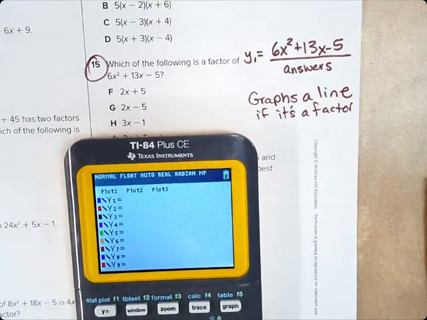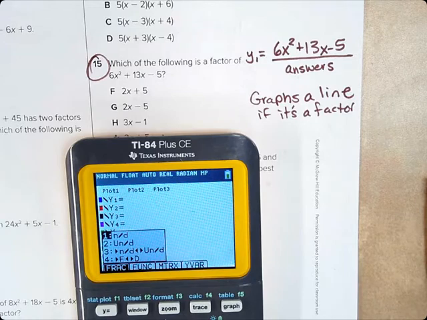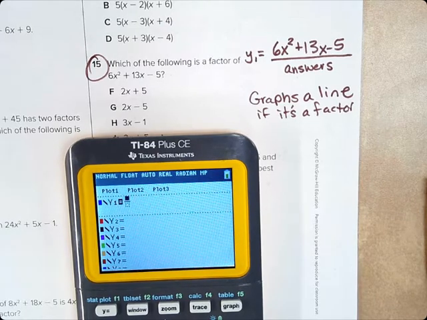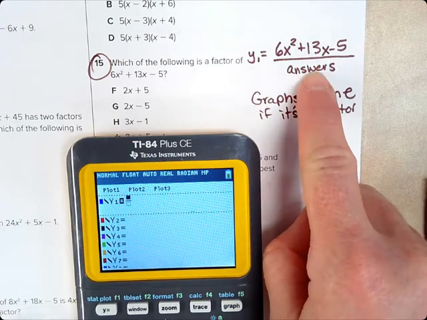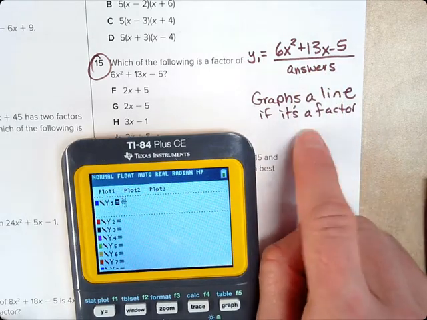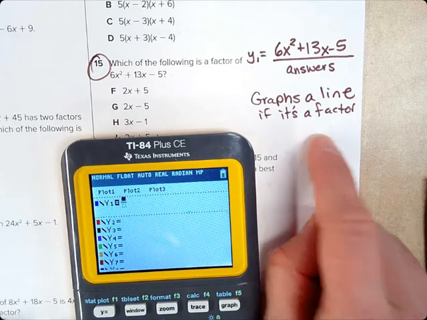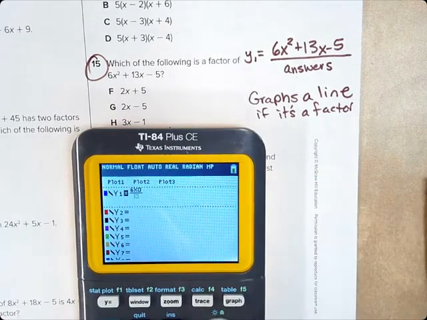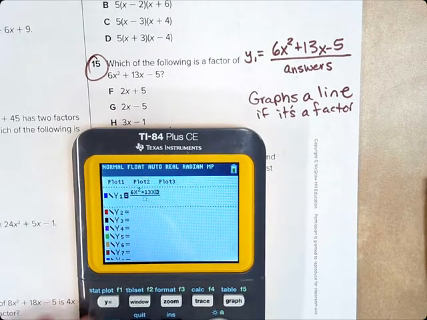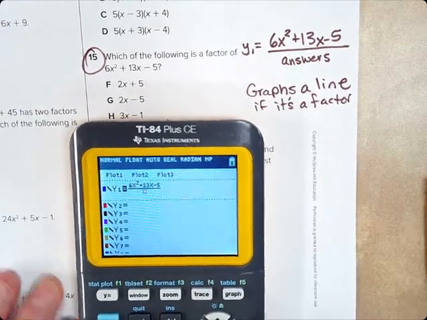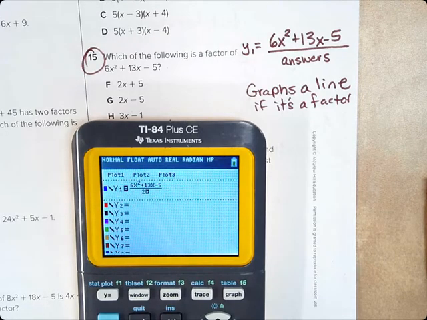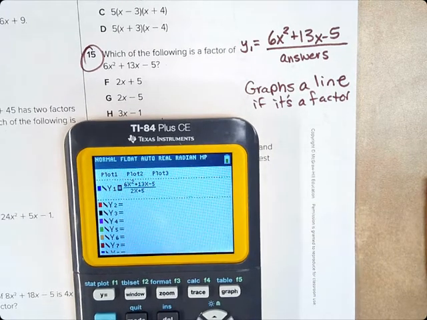So we're going to go to y1. We're going to do alpha y equals so we can get that fraction up there. And we're going to put it in as our trinomial divided by one of the answers and see how it graphs. If it graphs as a line, it is a factor. So we are going to go to 6x squared plus 13x minus 5. Then we'll put our first one in, 2x plus 5.